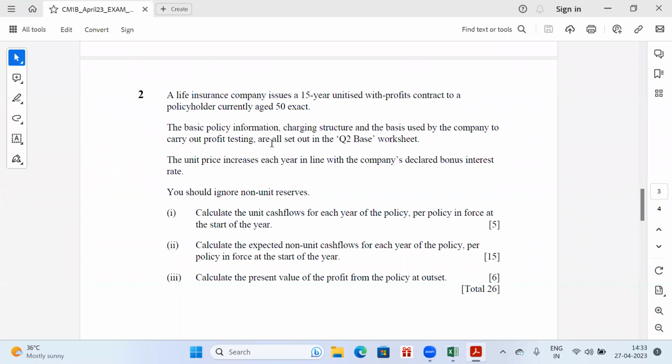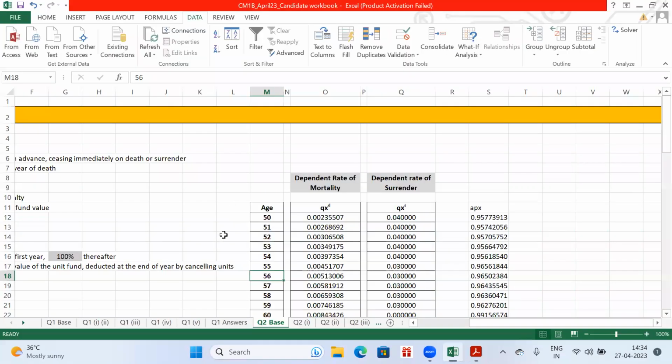A life insurance company issues a 15-year unitized with profits contract to a policyholder currently aged 50 exact. The basic policy information, charging structure, and the basis used by the company to carry out profit testing are all set out in the question 2 base worksheet. The unit prices increase each year in line with the company's declared bonus interest rate. You should ignore non-unit reserves. Calculate the unit cash flows for each year for the policy, per policy in force at the start of the year. So only the first part says unit cash flows, and there are no reserves maintained in the question.